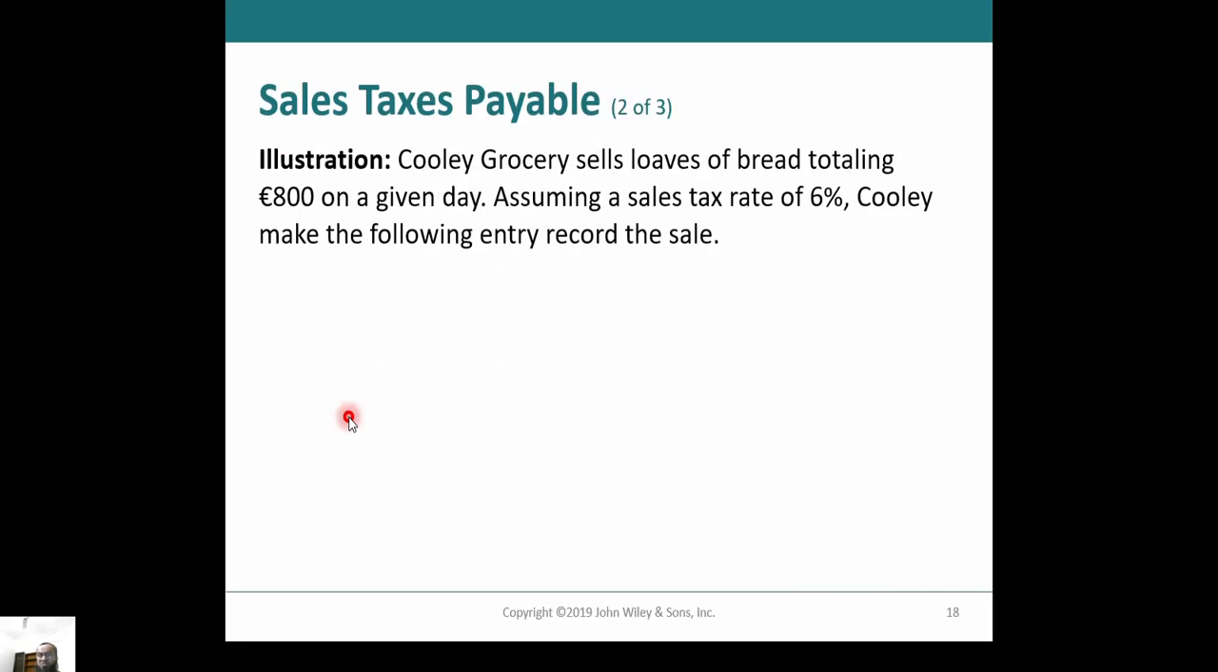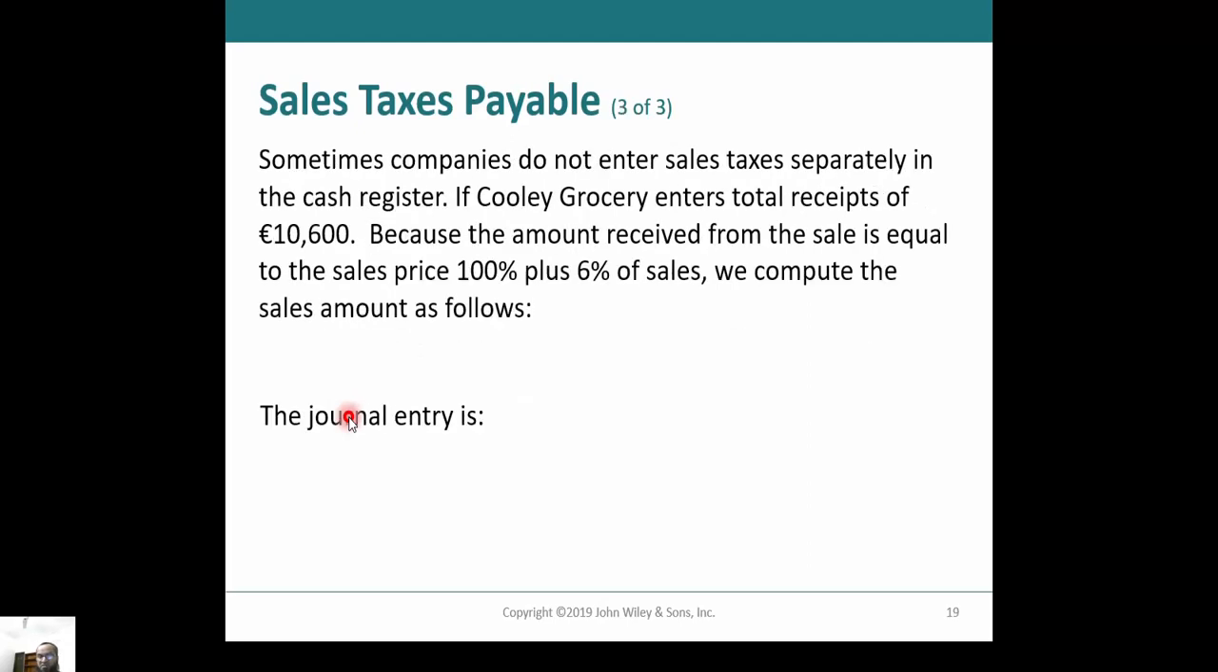So here's another example. 800 euros is my selling price, and 6% is the tax. So I will charge 800 plus 6%. 6% of 800 comes out to be 48. So I will collect 848 in cash, and my sales is 800, which is a credit, and my sales tax payable again is 48. So just the same, the only change is the amount and the title of the account. In the previous slide, we labeled it value-added tax. Now we label it sales tax. Same mechanism. Sales tax is also value-added tax.